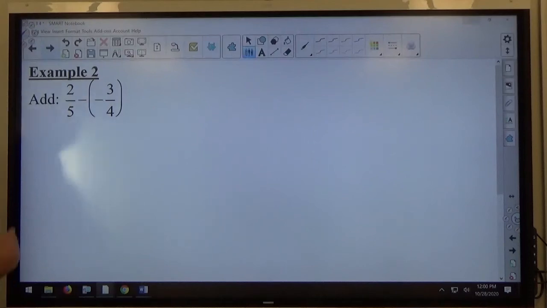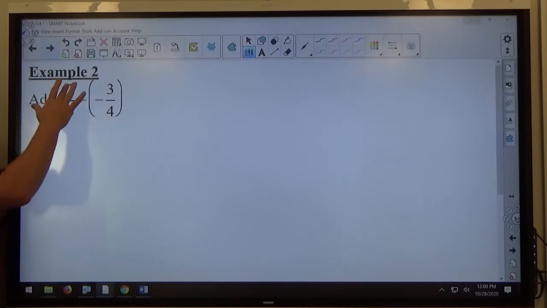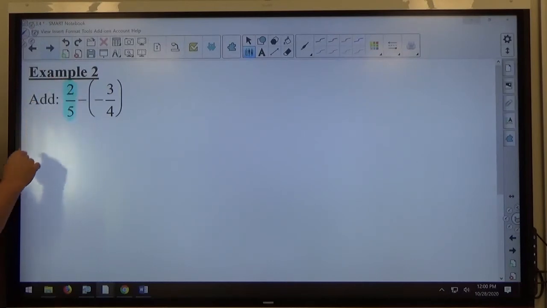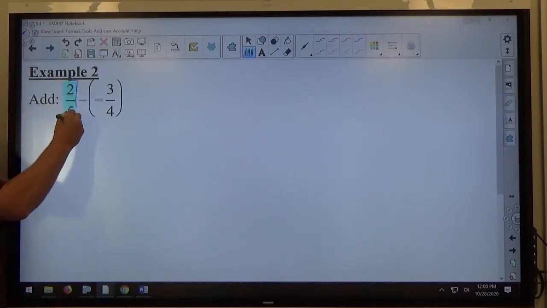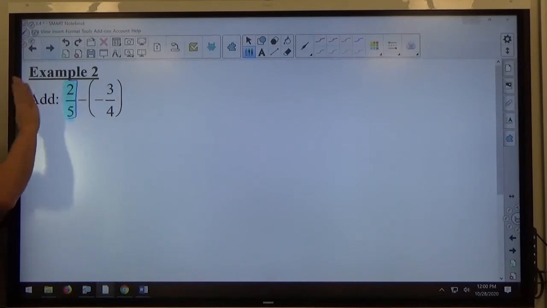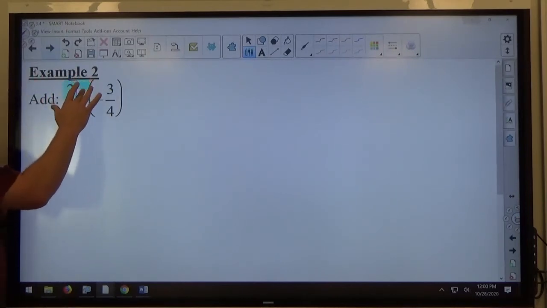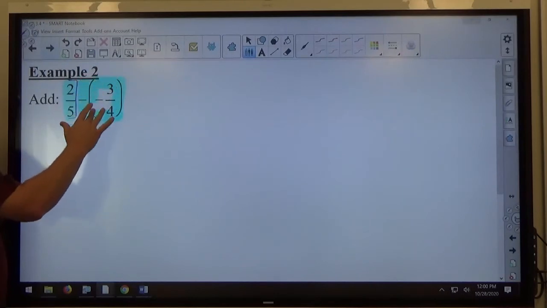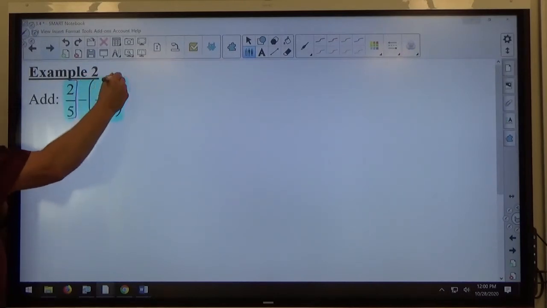Example 2. This one has fractions in it, but it still has this sign issue going on. So we have, it says add, it says 2/5 is our first number. And again, 2/5 ends right there. Nothing's happening to 2/5 other than just 2/5. And then the second piece is minus negative 3/4, and that ends right here.